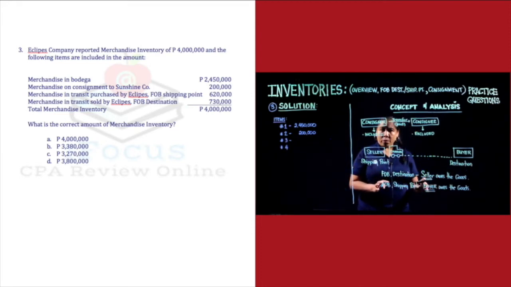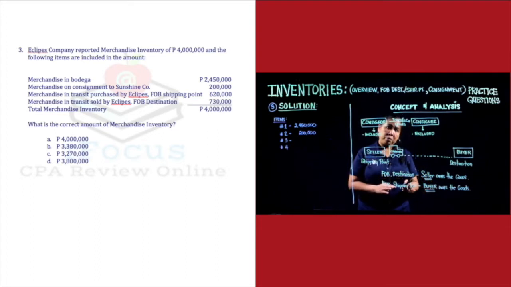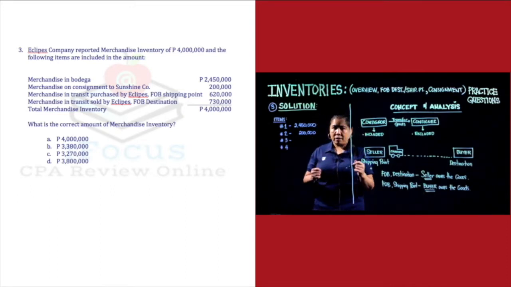FOB shipping point naman, upon shipment of the seller, the title of the goods or the ownership of the goods transfers to the buyer. So, dito pa lang, pag-aari na ni buyer. Alright? So, habang dala-dala ni carrier ito papunta sa kanya, pag-aari na ni buyer yon. That is FOB shipping point. Buyer owns the good. Alright, item number 3 says merchandise in transit purchased by Eclipse.